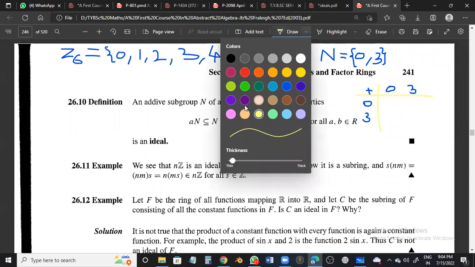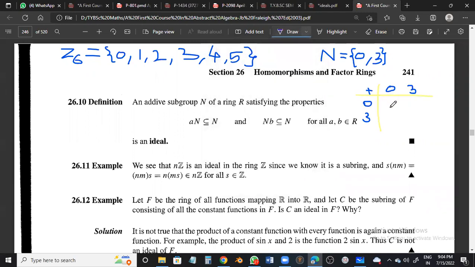So what are the outputs you are getting? 0 plus 0 is 0. 0 plus 3 is 3. And 3 plus 3 is 0, because it is going modulo 6. 6 divided by 6, the remainder is 0. So what you observe is that addition is binary in this set. So N forms an additive subgroup of Z6. I suppose you are following.